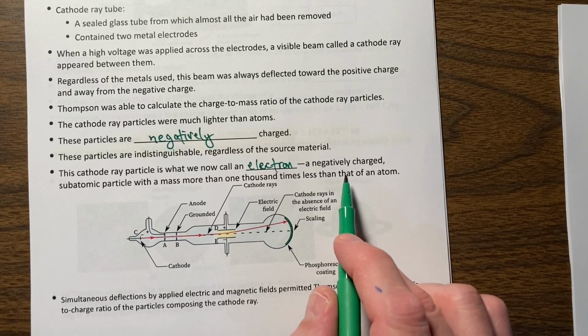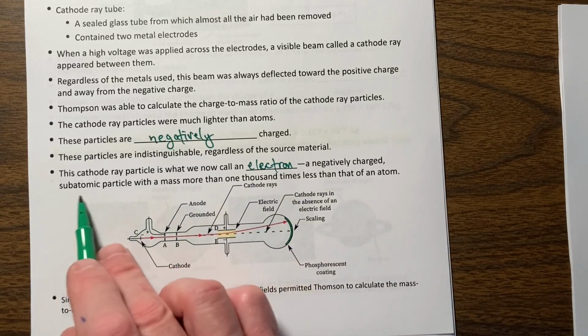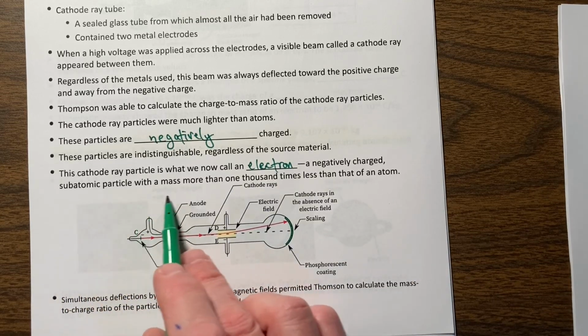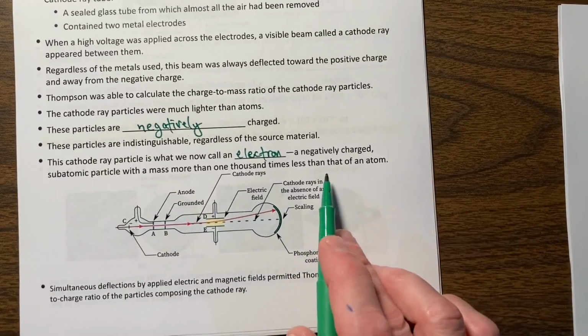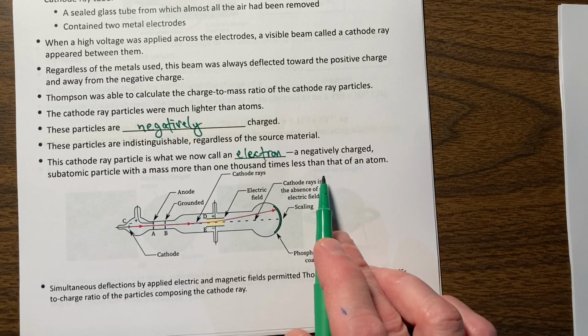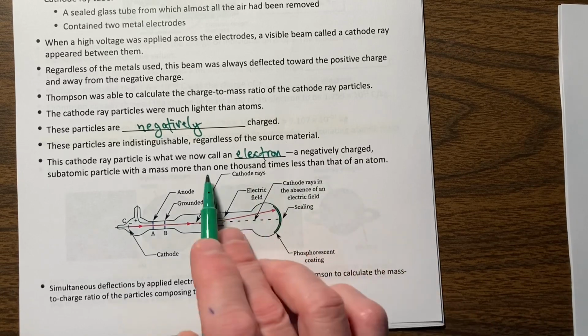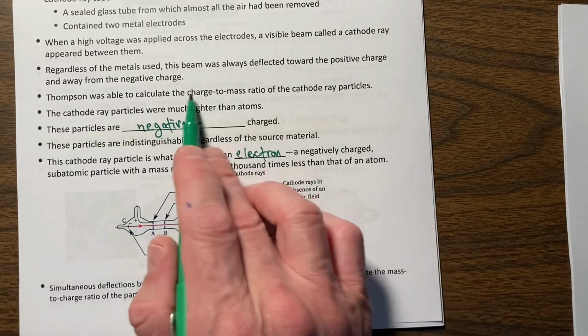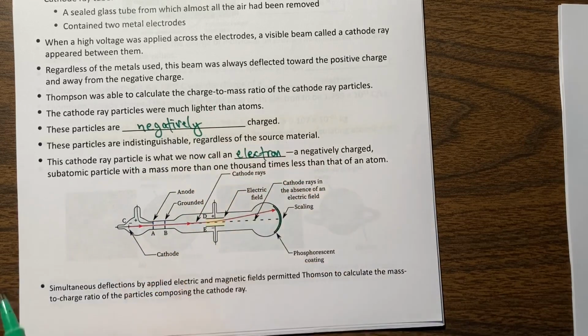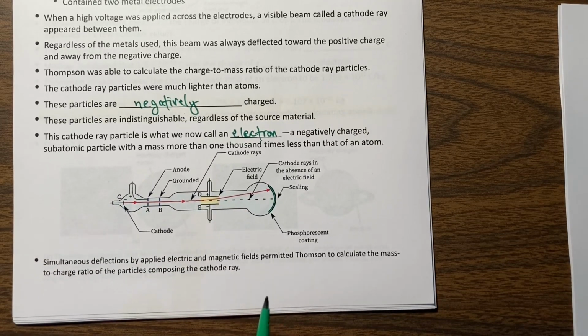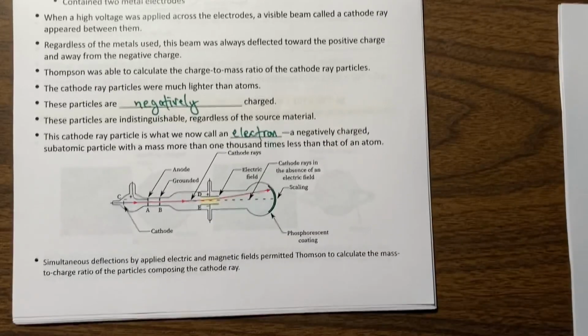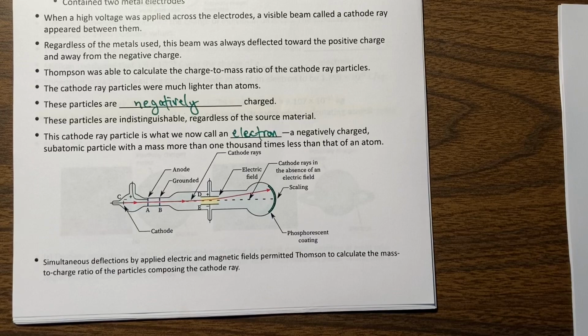So we now know it's a negatively charged subatomic particle, which means it exists within an atom. It has a mass more than 1,000 times less than that of the atom. So he was able to figure that out. I'm not sure exactly how he measured the charge to mass ratio, but he came up with the fundamental charge of an electron, which was a huge achievement for his time. And that's really the main experiment where we discovered what an electron was.